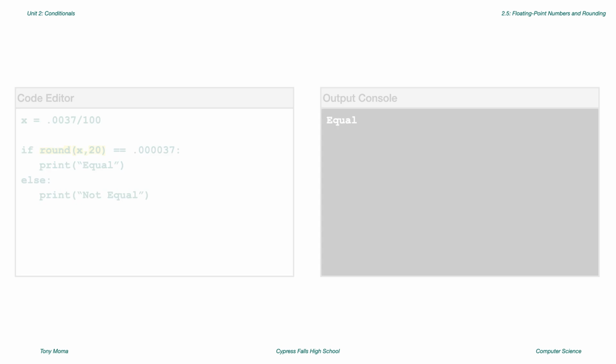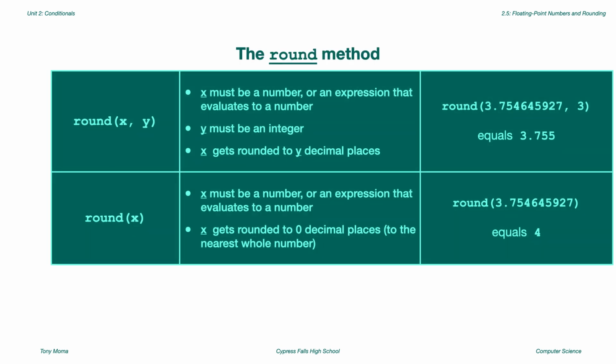Okay. In general, there are two ways to use the round method. The first way is by giving it two values, where the first value must be a number or an expression that evaluates to a number, and the second value must be an integer, because that second value is going to be the number of decimal places that the first number will get rounded to. And on the far right, you see an example of this taking place. The other way to use the round method is to give it just one value, in which case that value will simply get rounded to the nearest whole number.